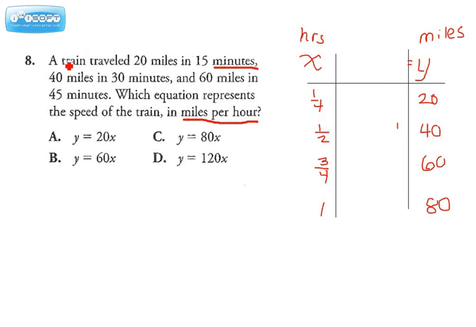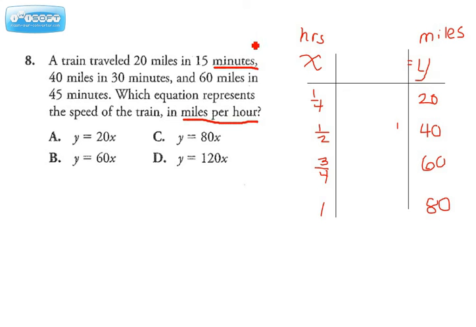Let's read the question. A train traveled 20 miles in 15 minutes, 40 miles in 30 minutes, 60 miles in 45 minutes. Which expression represents the speed of a train in miles per hour? So that means how many hours you're traveling will be the factor in how many miles you end up. So in other words, this depends on this.